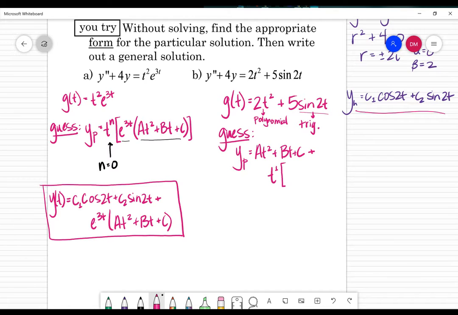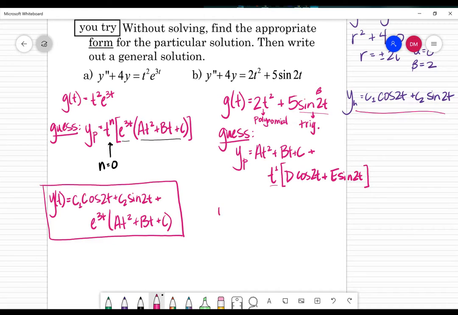I'm going to continue on in my alphabet here. I used A, B, C. So I'm going to do d cosine of 2t plus e sine of 2t. Notice how beta is still equal to 2. But this factor of t on the outside is all I needed to do in order to make this a unique solution. Okay, we have a repeated root. We need to make it unique by including that extra factor of t.